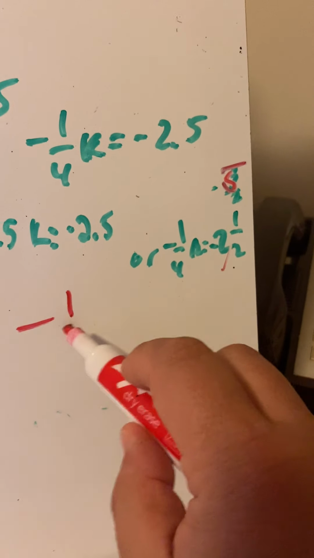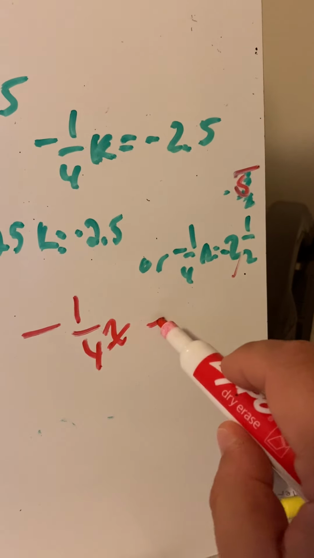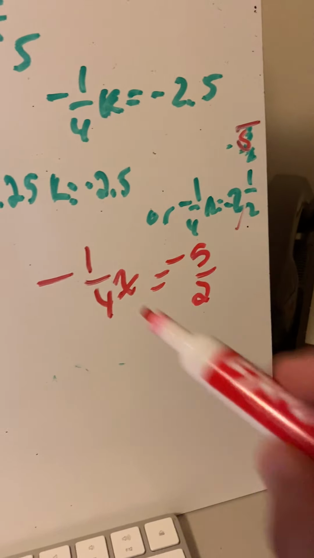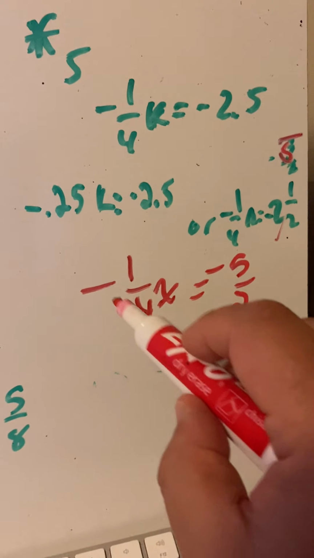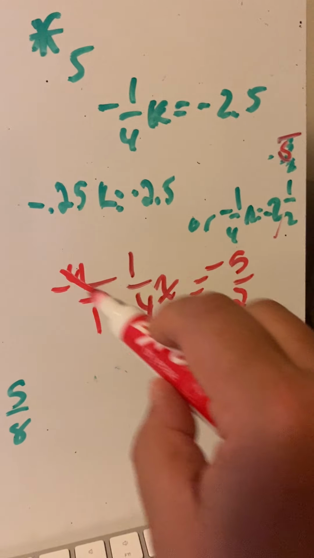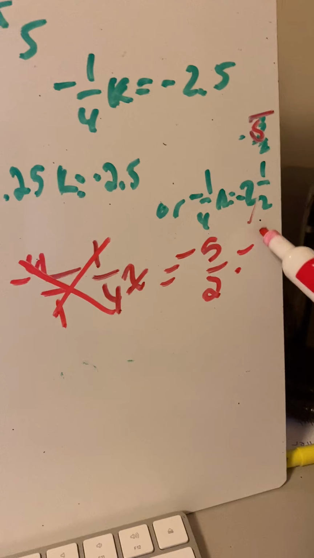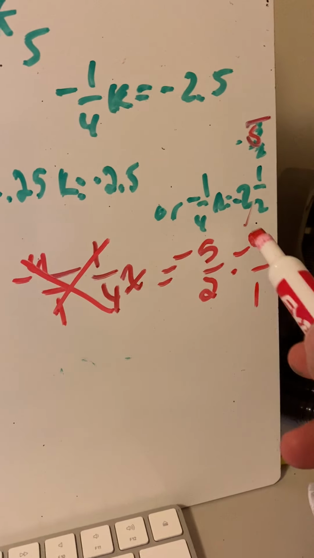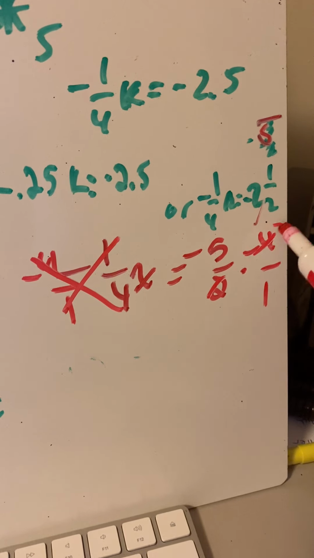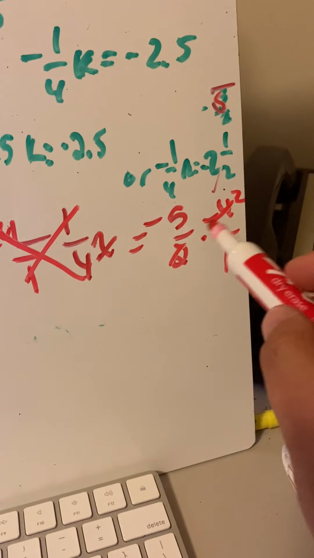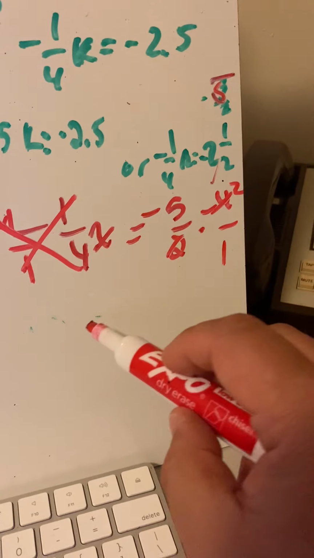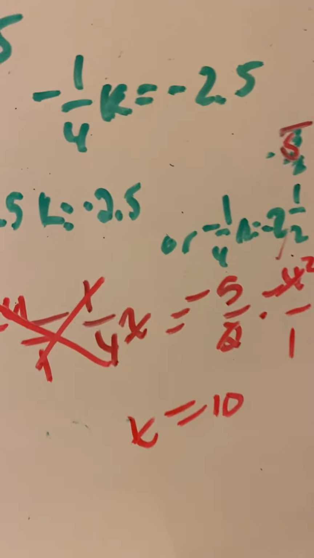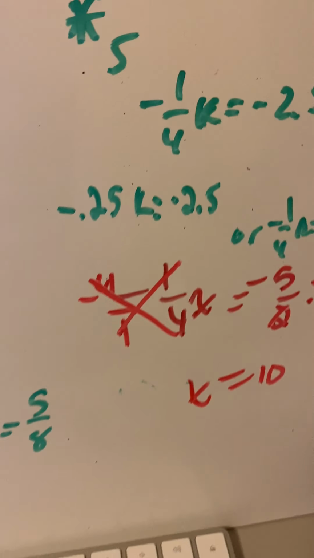You have -1/4 x is equal to -5 over 2. Multiply by the reciprocal. The reciprocal of 1/4 is 4 over 1, but it's a negative. Multiply this side by -4 over 1. The negatives cancel each other out. 2 goes into this 2 times. Oh, hot dog, it's either 20 over 2 or x is equal to 10. I was correct. Yay me. So number 5 is 10.